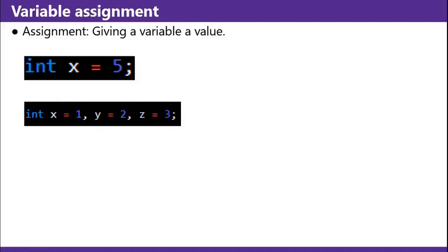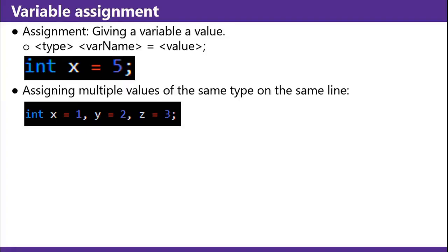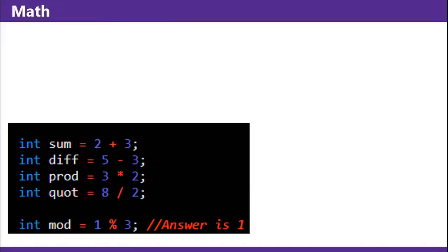Variable assignment. Assignment is giving the variable a value. The general format is type, variable name, equals, value, semicolon. Like the example below it, int x = 5. Assigning multiple values of the same type on the same line can be done like the other example: int x = 1, y = 2, z = 3. Now all those variables are ints.